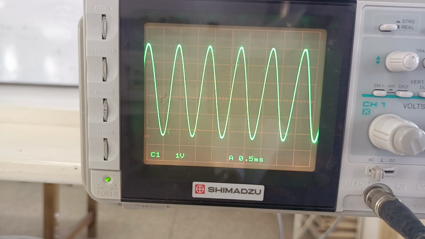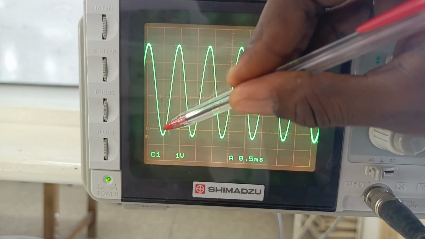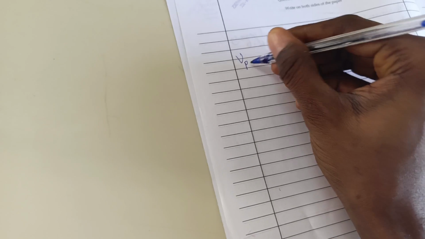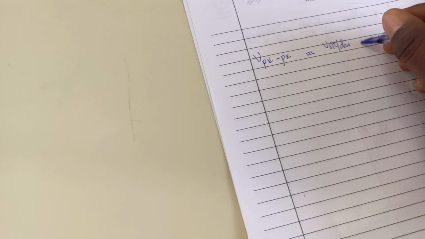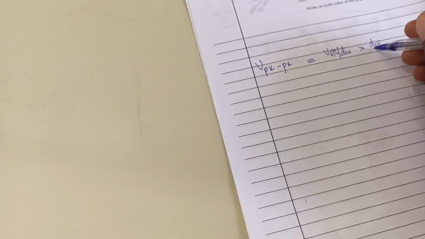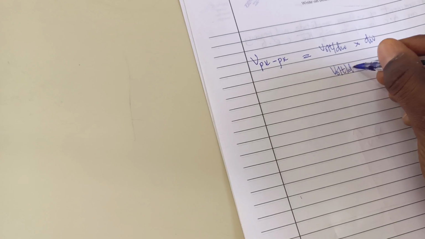Also, to calculate the frequency, let's look at how to calculate the peak-to-peak voltage. Now, what is the voltage from this positive peak to this negative peak? The formula states that voltage peak to peak is equal to the volts per division times divisions. Now, this division is the vertical divisions, because we said volts per division.